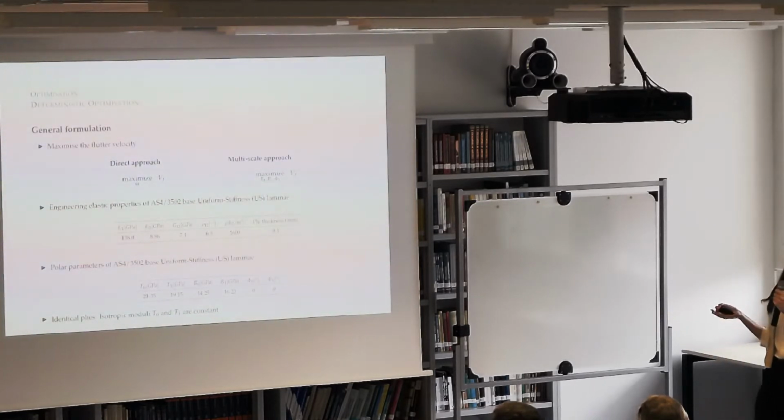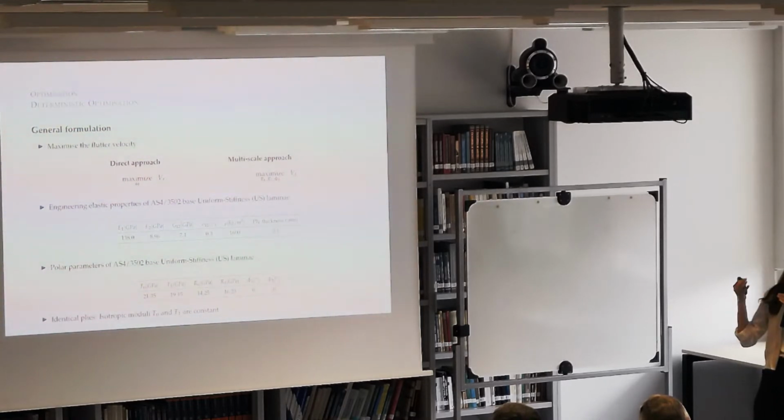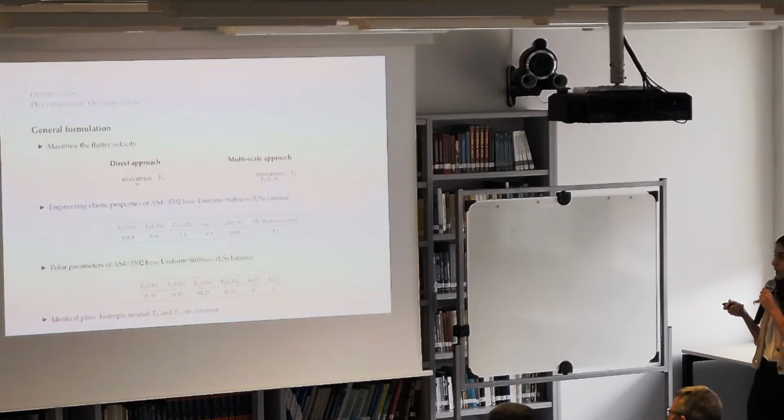The general formulation of the deterministic optimization can be expressed as the maximization of the flutter velocity. So we always want to avoid instabilities as far as we can. It could either be formulated using the direct approach by the ply angles directly, or by the multiscale approach using the polar parameters.